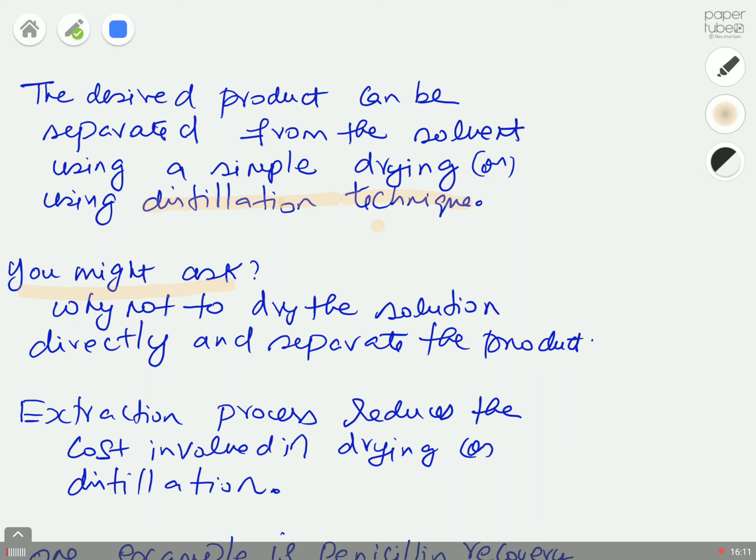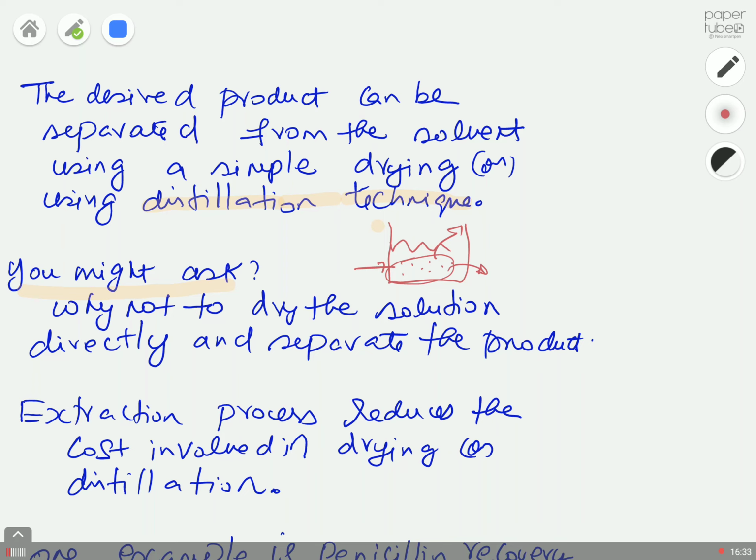As I said to you, you have a starting solution with solute already, so you can just heat, dry, evaporate everything, and then take the solute product. That's one way to do it. But why we are not doing that, there are many good reasons.